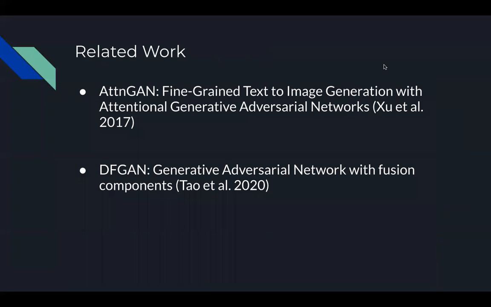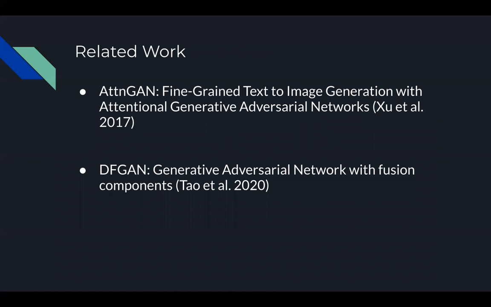Some related work. We have this one paper, Attention GAN. This kind of kicked off a lot of image generation models from text captions. GANs have been around for a while, but never like this. And it actually uses the attention mechanism that we saw in Transformers. The different parts of the image attend to different parts of the caption.